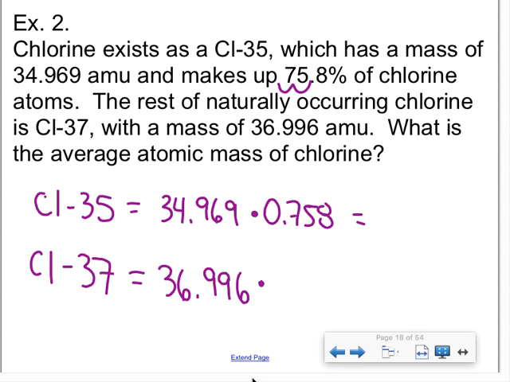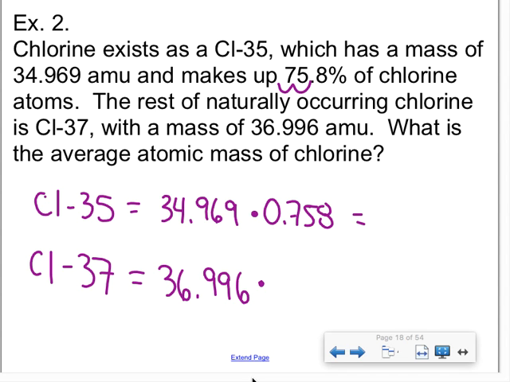Just divide the percent by the top number. Well, the other one exists as 75.8%, so how can I figure out the other half? You just subtract it from 1 or 100. Because remember, percents equal 100 or 1.